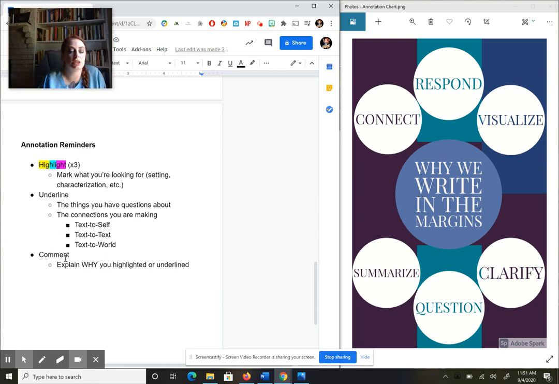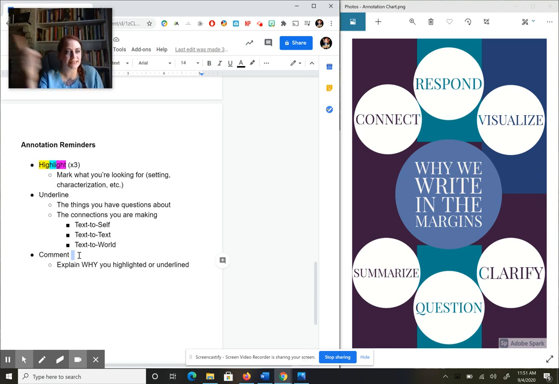And lastly, you can use the comment feature to explain why you highlighted or underlined. Right now, I want everyone to look at that word. Okay? You have to comment if you underline or highlight. I will not accept work from you if it's just highlighted and underlined, because I don't know why you did that. And chances are you're going to forget why you did it too. So if you highlight or underline, you have to comment.